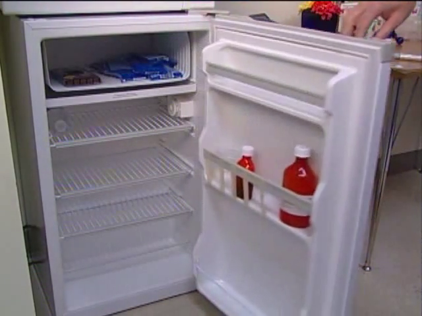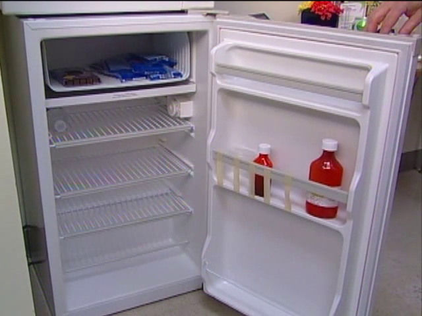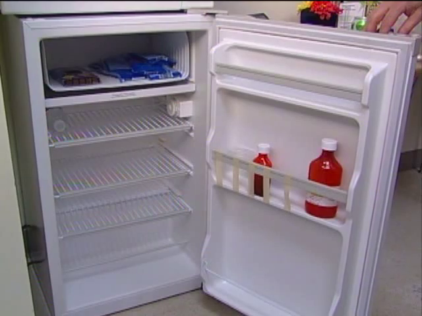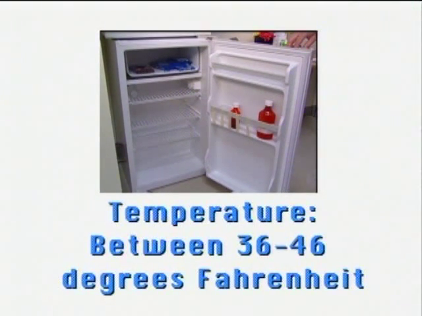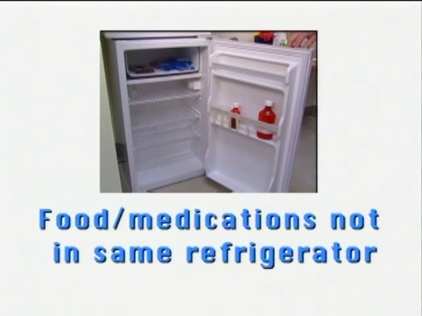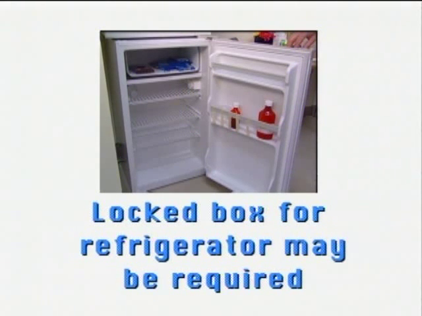Some medications need to be refrigerated. The refrigerator should be in a secured area out of reach of children and should be checked periodically to ensure that it doesn't freeze the medications. The temperature inside should be between 36 and 46 degrees Fahrenheit. Ideally, food and medications should not be kept in the same refrigerator. However, if only one refrigerator is available, they can be stored together as long as the medications are in a separate leak-proof container. For some programs, a locked box for the refrigerated medications may be required.